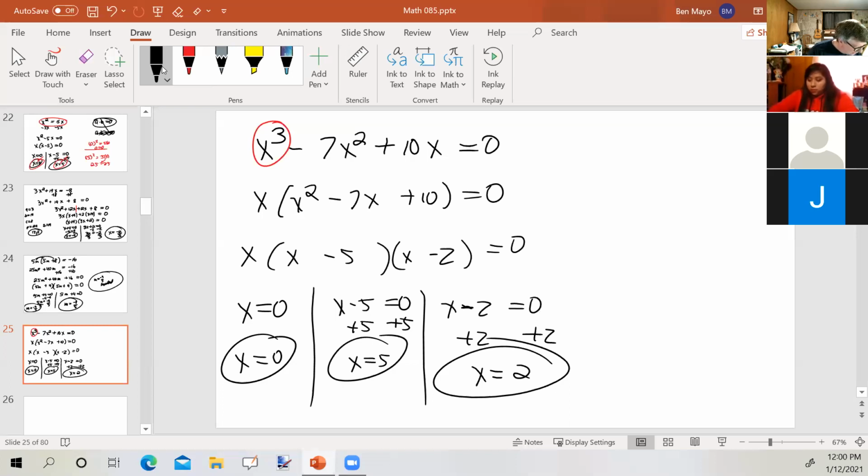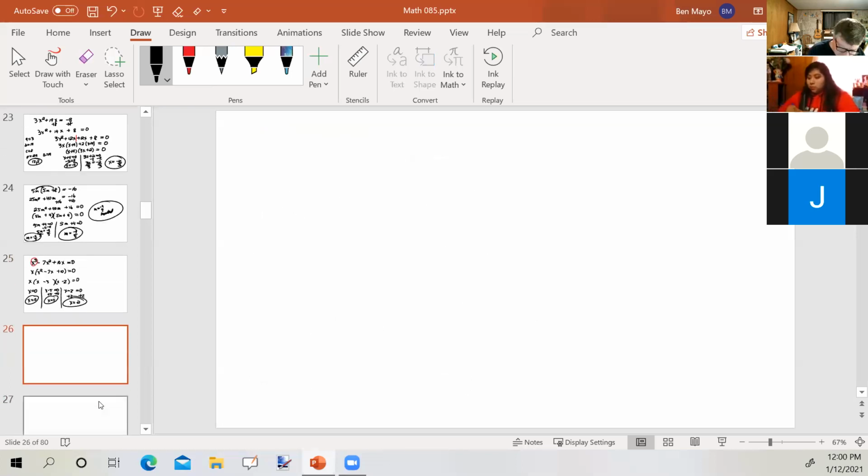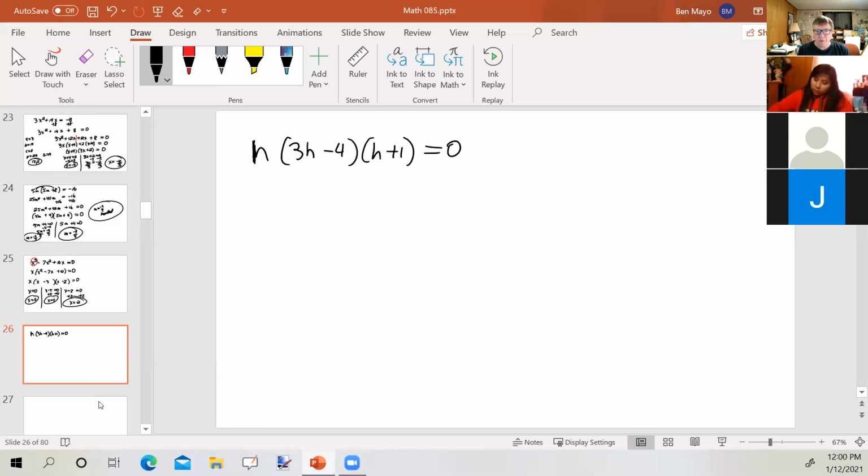Okay, let's see here. How about this one? h times 3h minus 4 times h plus 1 equals 0. I want to talk about a common mistake that students make. This equation is already set equal to 0. That's good. And it's already factored. So all we have to do is take each factor, set it equal to 0, and solve it.